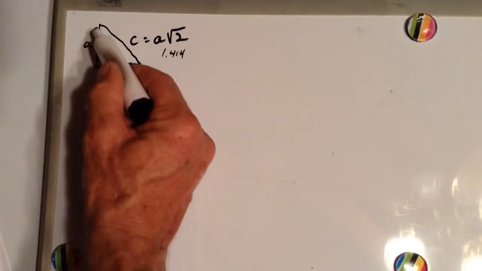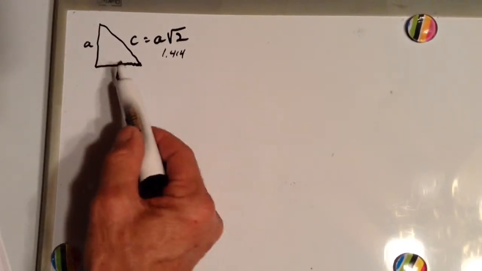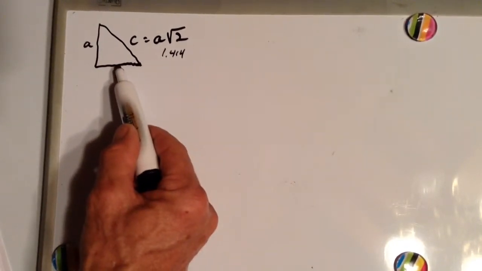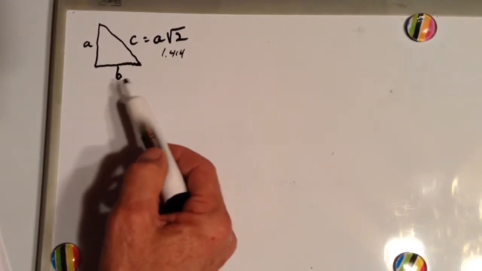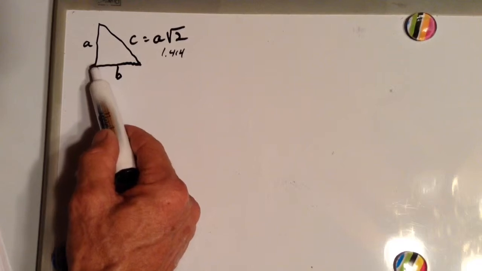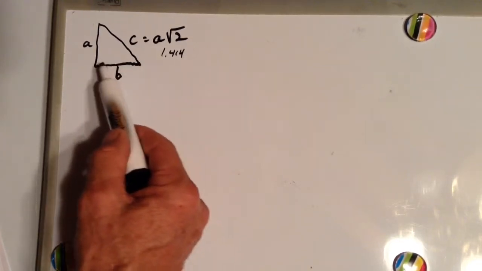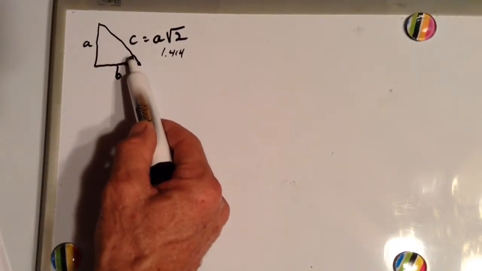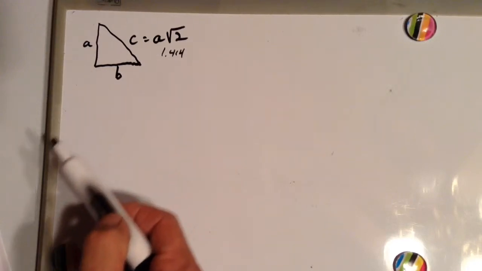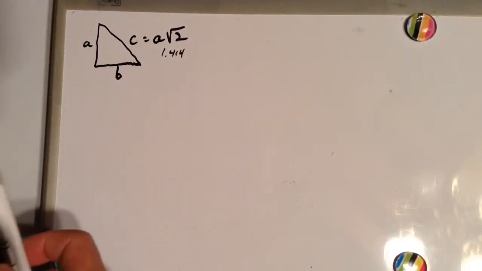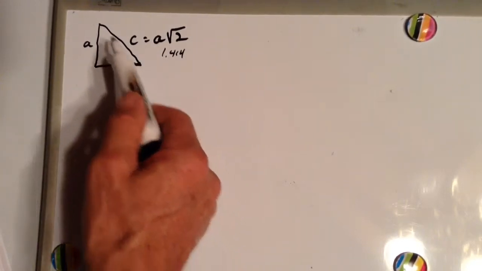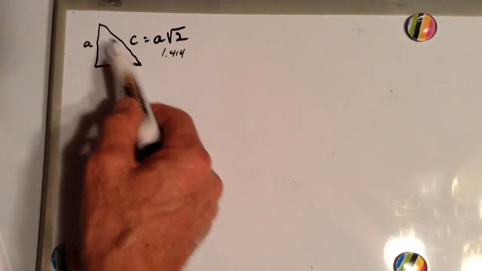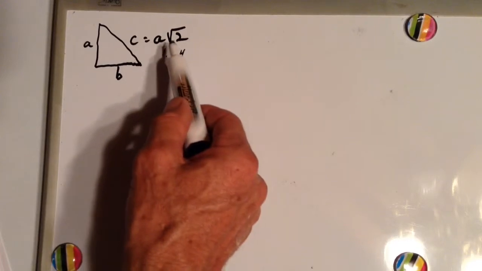If the length of this leg is 1 inch, then the length of this leg is also 1 inch, and the length of the hypotenuse is 1.414 inches. If the length of this leg is 2 inches, the length of that leg is also 2 inches, and this is 2 times 1.414 inches, or 2.828 inches. If this is 5 miles, this is 5 miles, and this is about 7.07 miles, I think. 5 times the square root of 2, anyway.